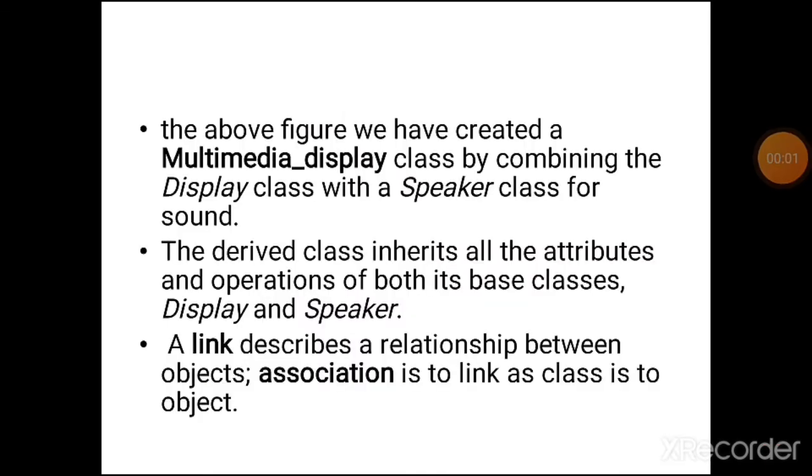Next is link and association. A link describes a relationship between objects. We need links because objects often do not stand alone. The next term is association. Association is to links as classes are to objects. So the link gives the information, and the association gives the information about this link.